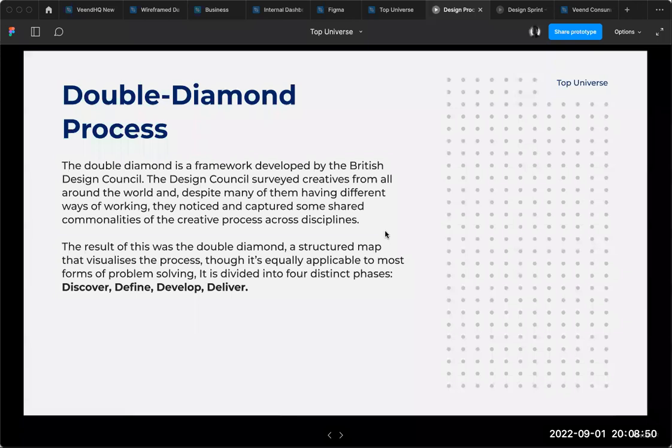Now, the result of this was the double diamond process. It's a structured map that visualizes the process, though it's equally applicable to most forms of problem solving, and it's divided into 4 distinctive phases: the discover phase, the define phase, develop, and deliver. Initially I said we are talking about 3 major design processes: the double diamond, the Google design sprint, and design thinking. These are basically processes or approaches to solving a problem. The double diamond process is a very interesting one. Let's move to the next slide.